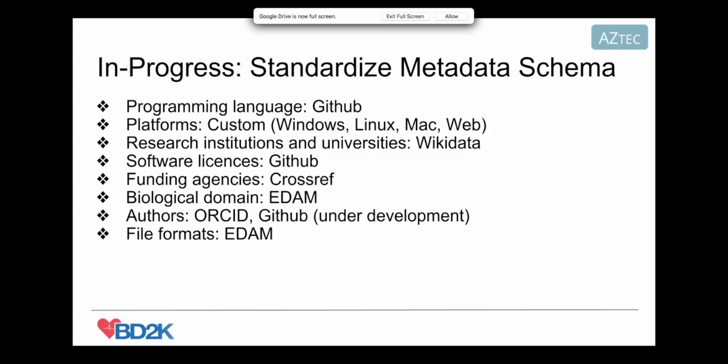Hi, this is Brian. So I'm going to talk about our progress towards standardizing the metadata schema. When we first built our Aztec prototype, most of the fields were free text. So if someone was submitting a new tool, or if we were reading a tool from one of our online sources, all the metadata fields were free text, so they could basically be anything. Someone could put in UCLA for the research institution, or they could put in University of California, Los Angeles, and then those might be considered separate entities.